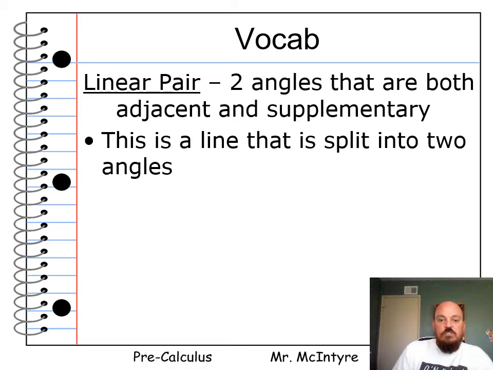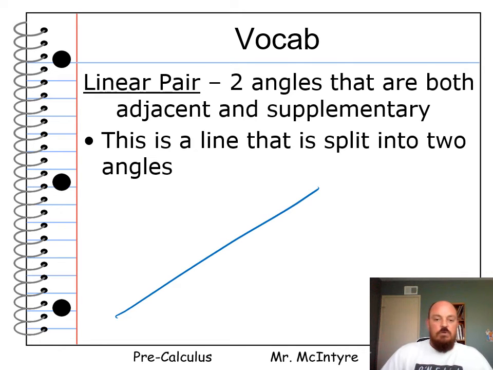If I draw any straight line, there's my straight line, and I pick a point on it, and I split it into another angle like that. That's a linear pair. That's one line split into two, and that's where the name comes from. Linear means line, pair means two. So when you say a linear pair, you say I'm taking a straight line and I'm splitting it into a pair of angles, or two angles. Now, they are adjacent, they're stuck together. They are supplementary, they add up to 180 degrees. And basically that's our rule for linear pair.